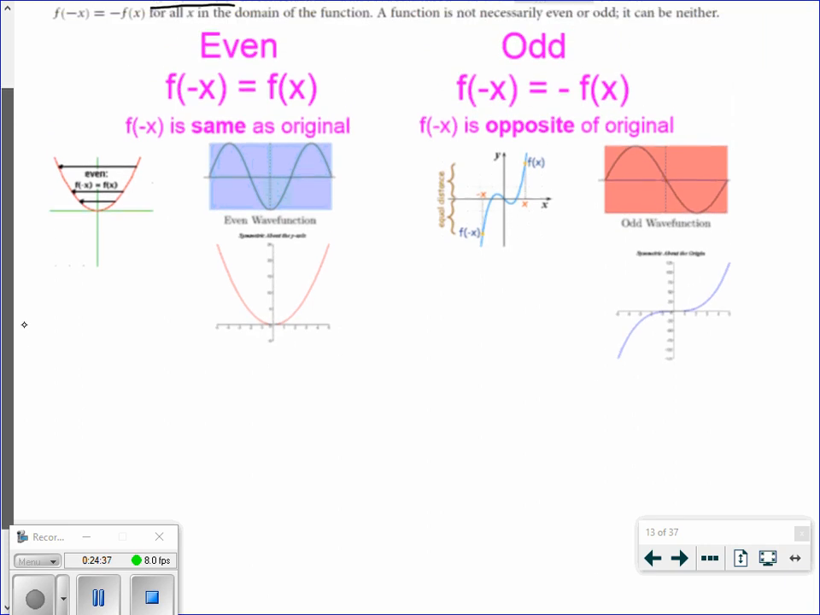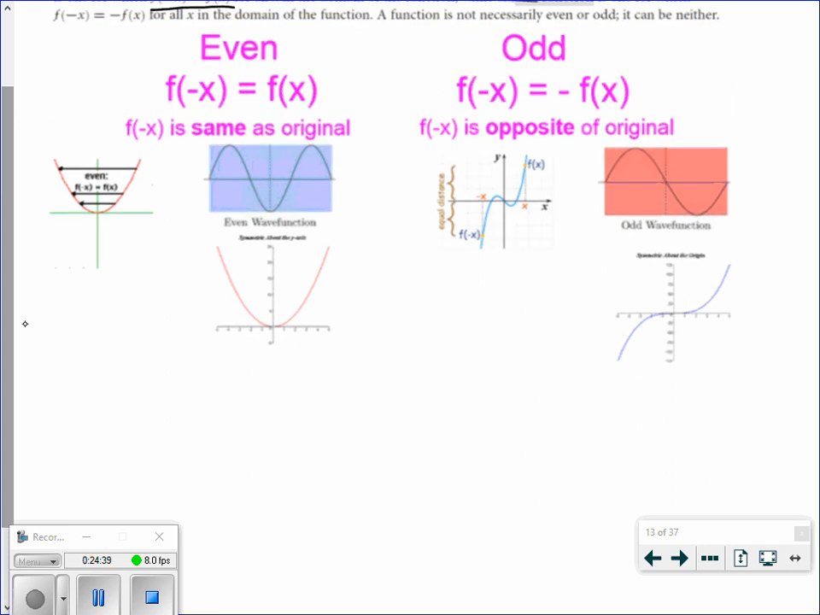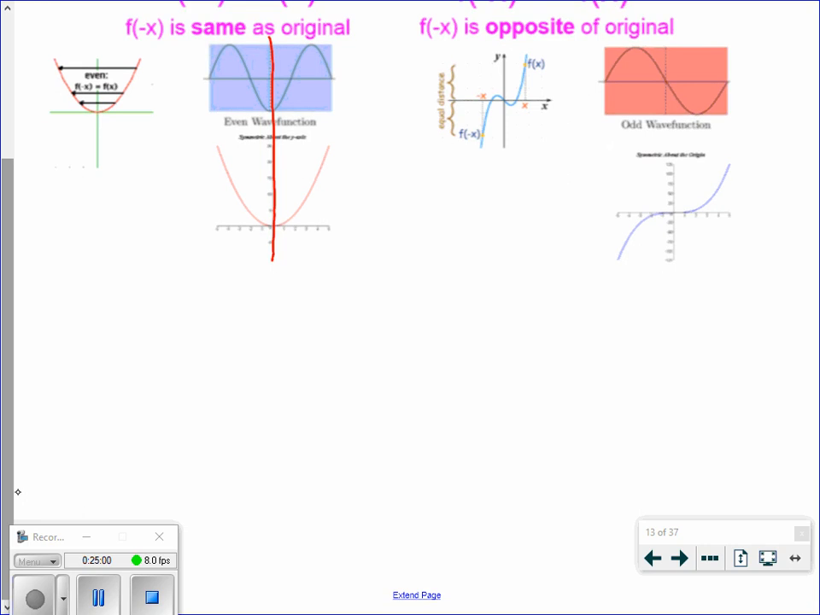But first, for an even function, another good way to think about it is that it has a line of symmetry right on the y-axis. It has to have a line of symmetry on the y-axis. If it does, that means it's an even function. If it doesn't, it's not an even function. So we're going to see exactly what that f of negative x equals f of x means.